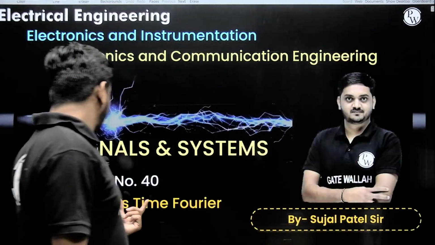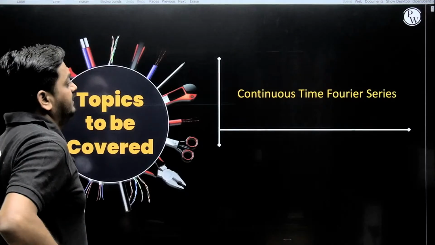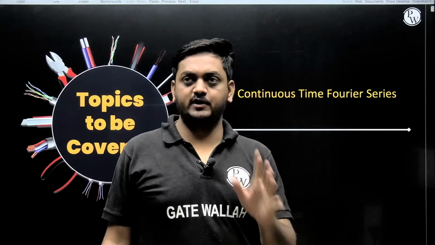So this is part 3 guys, continuous time Fourier series part 3 lecture number 4. And today we will see the polar form of trigonometric Fourier series and exponential Fourier series.